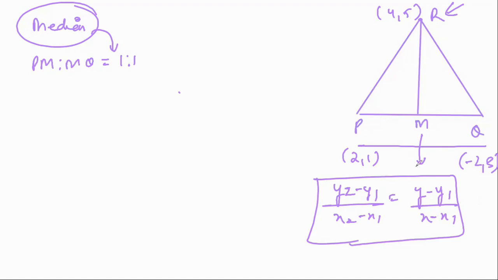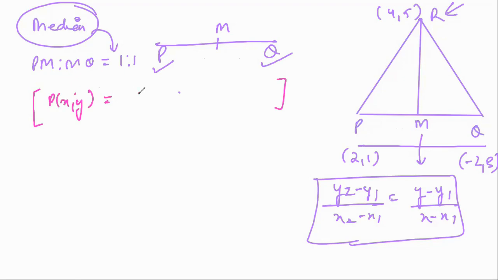Now we want the coordinates of M. We know that PQ is a line which is divided into two equal halves, so we know the ratio, which is 1:1. We have the coordinates of P and Q. We can easily find the coordinates of M by using the midpoint formula, right? So what is the midpoint formula, everyone? The general midpoint formula I will tell you right now: P(x, y) equals ((x1 plus x2) over 2, (y1 plus y2) over 2). This is the general formula.